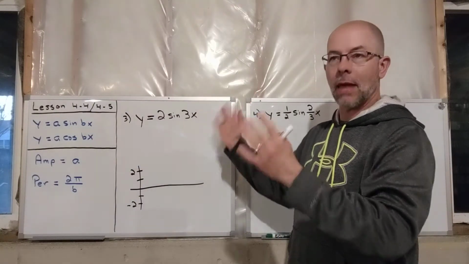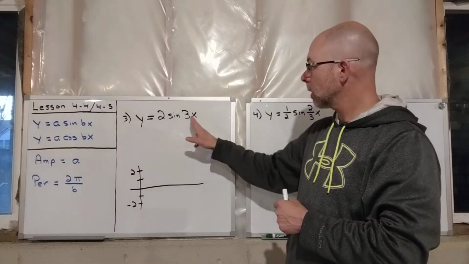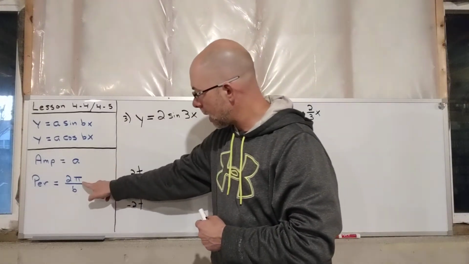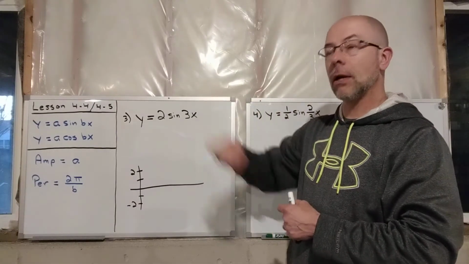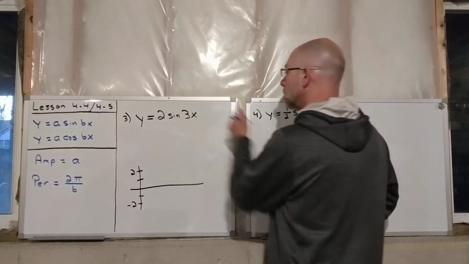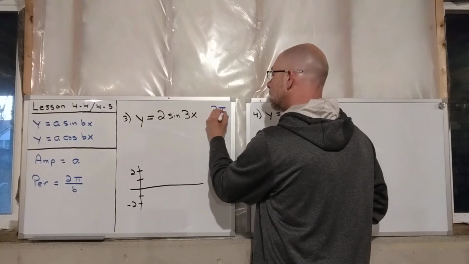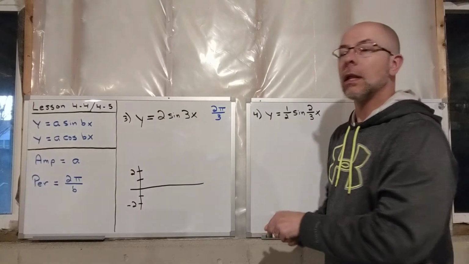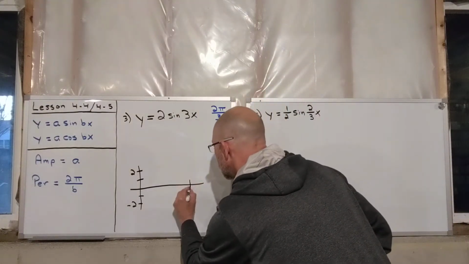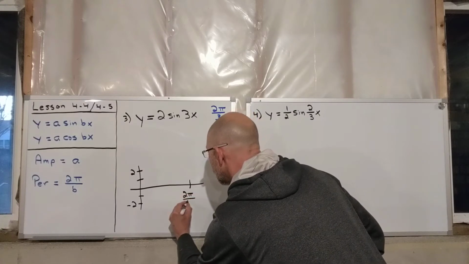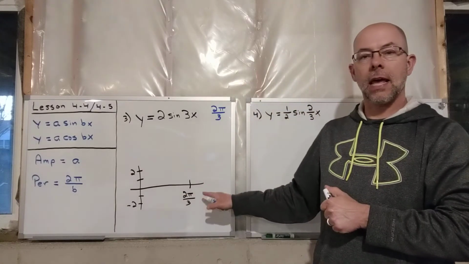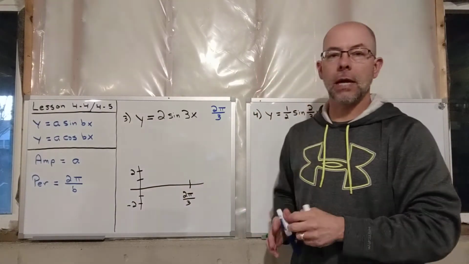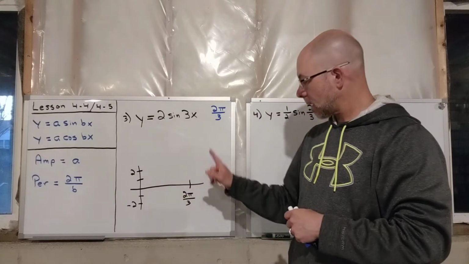Now this wasn't discussed a whole lot in the last video. This number is the b. 2 pi divided by b is the period. So 2 pi divided by 3. That's the period number. Now what that means is this graph is going to end its sine cycle at 2 pi over 3. Not at 2 pi, not at 1 pi. It's going to end there.